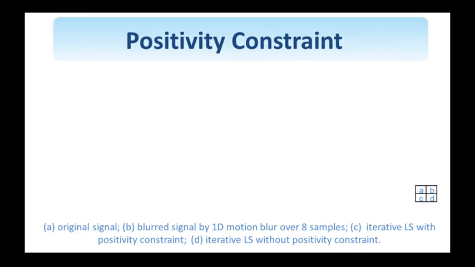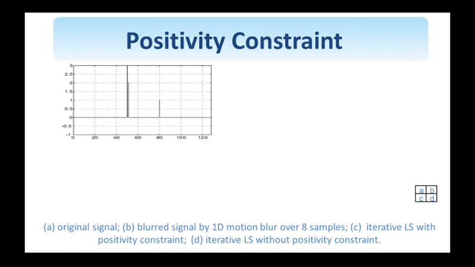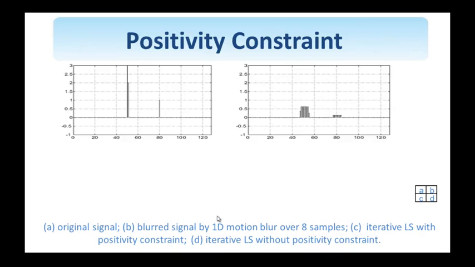We want to demonstrate here with a simple example that the positivity constraint that we mentioned earlier can be a powerful constraint when it comes to restoration. So here is a toy one-dimensional signal. It consists of 3 impulses. It is blurred by this 1D motion blur over 8 samples that we have been using, and this is the observation. Clearly, since these 2 impulses are close together, they are not distinguishable anymore after blurring. And also the intensities here, the values rather, are small because the motion blur is normalized.